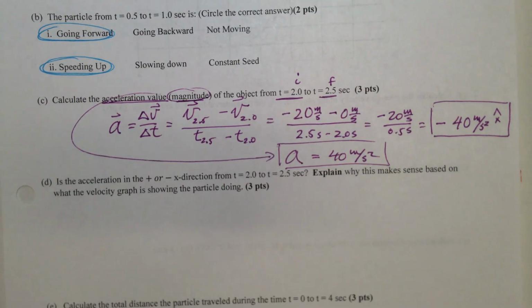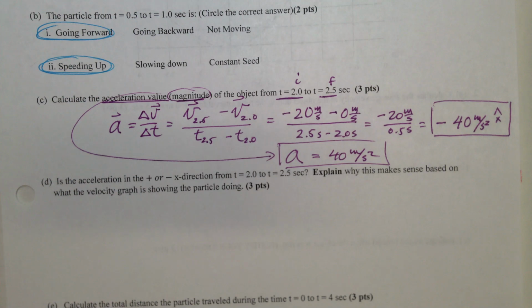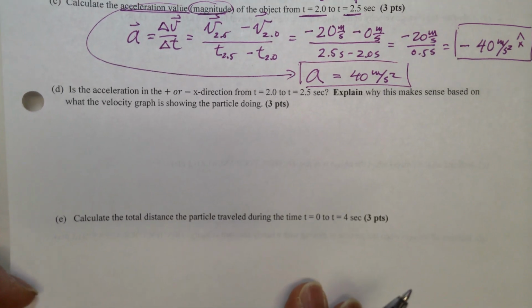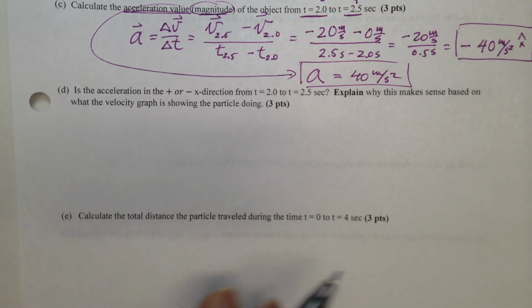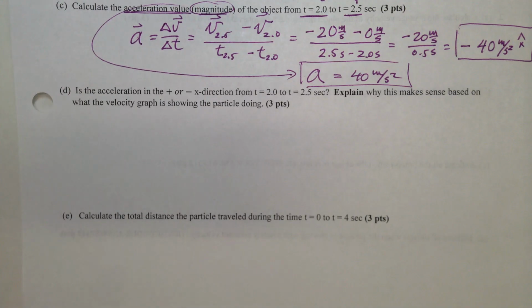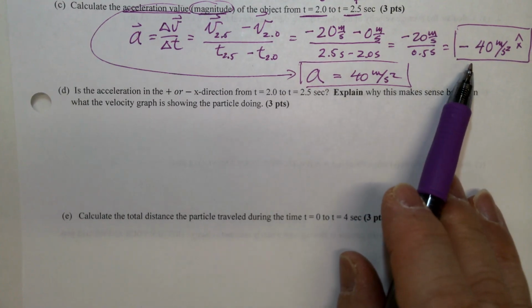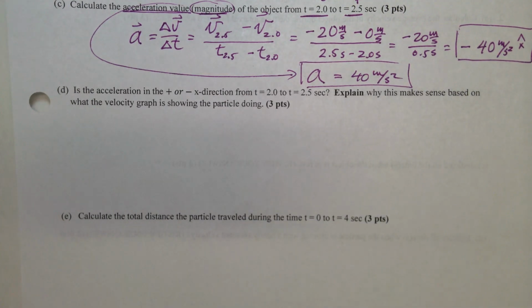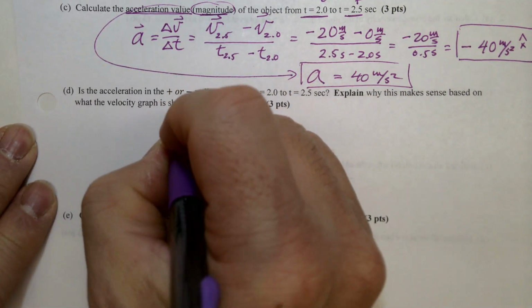All right, next. Calculate the total distance the particle travels during the time from t equals 0 to, oh, what is this? I forgot this. Part D. Is the acceleration in the positive or negative direction? I think we already answered that right there, right? Because it is going in the negative direction.